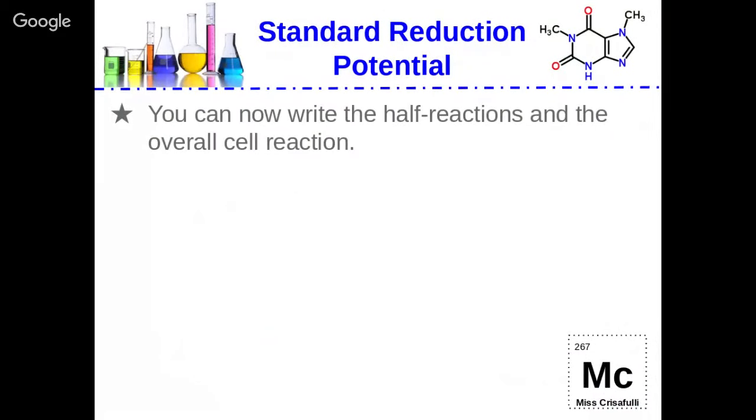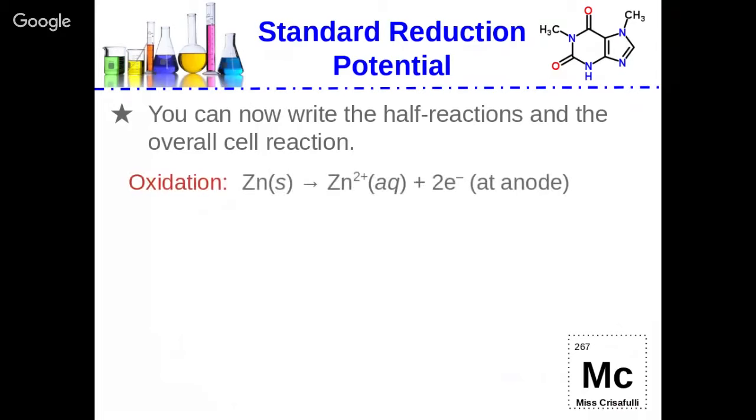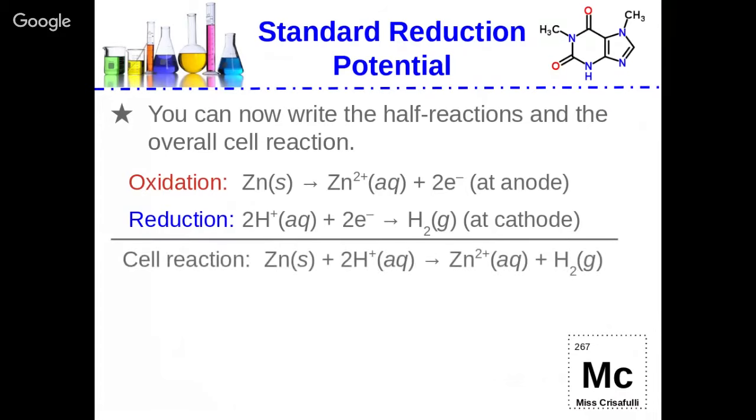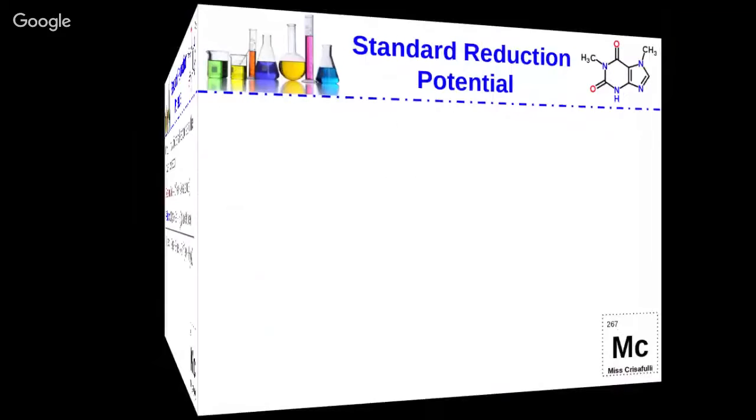You can now write the half reactions and the overall cell reaction. So we have the oxidation of zinc going to zinc 2+. We have the reduction of H+ going to H2. And when we add those together, remember we're going to cancel out our electrons and we end up with zinc solid plus 2 H+ going to zinc 2+ and hydrogen gas.